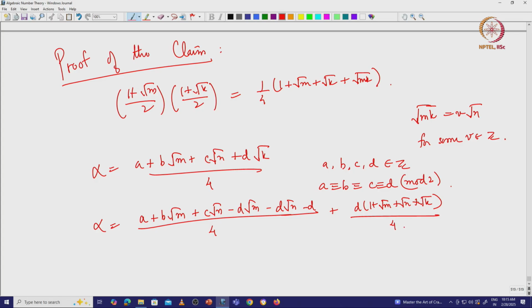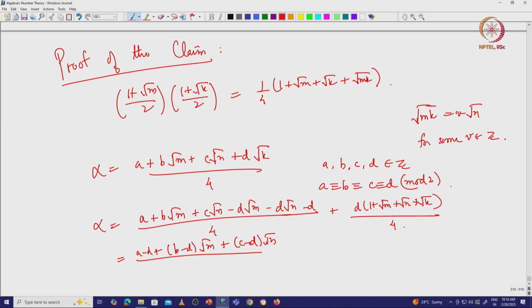right. So, this is not quite what we want, okay, because we have some multiple of that there. So, what I am going to do again is sort of make things more complicated and write it as follows. So, plus b minus d square root of m plus c minus d square root of n, and then this a should be just a minus d.